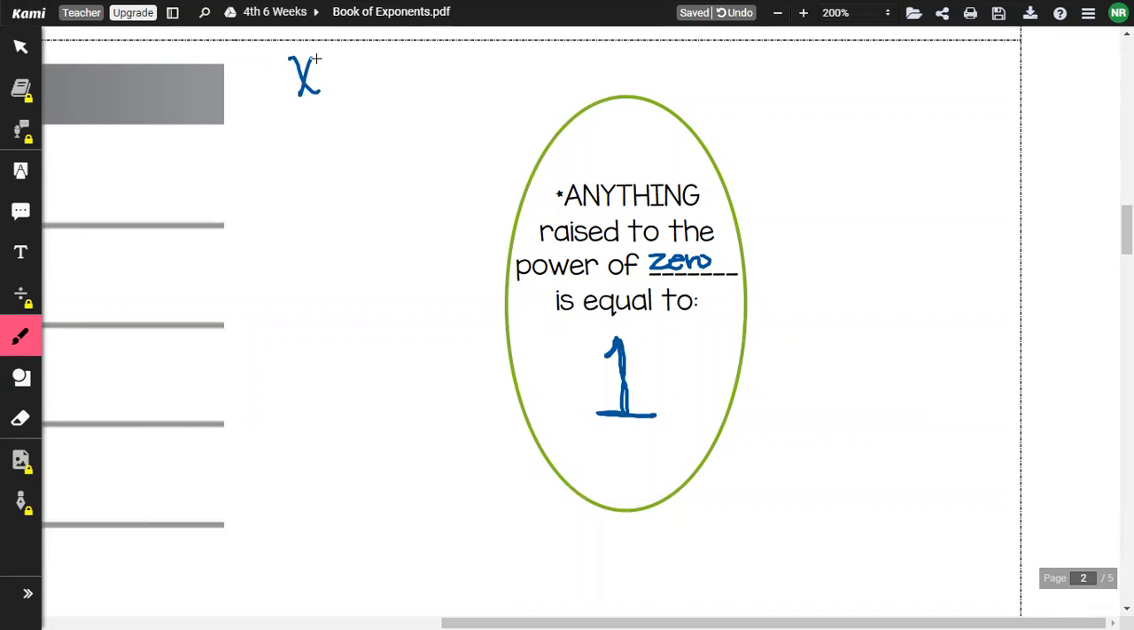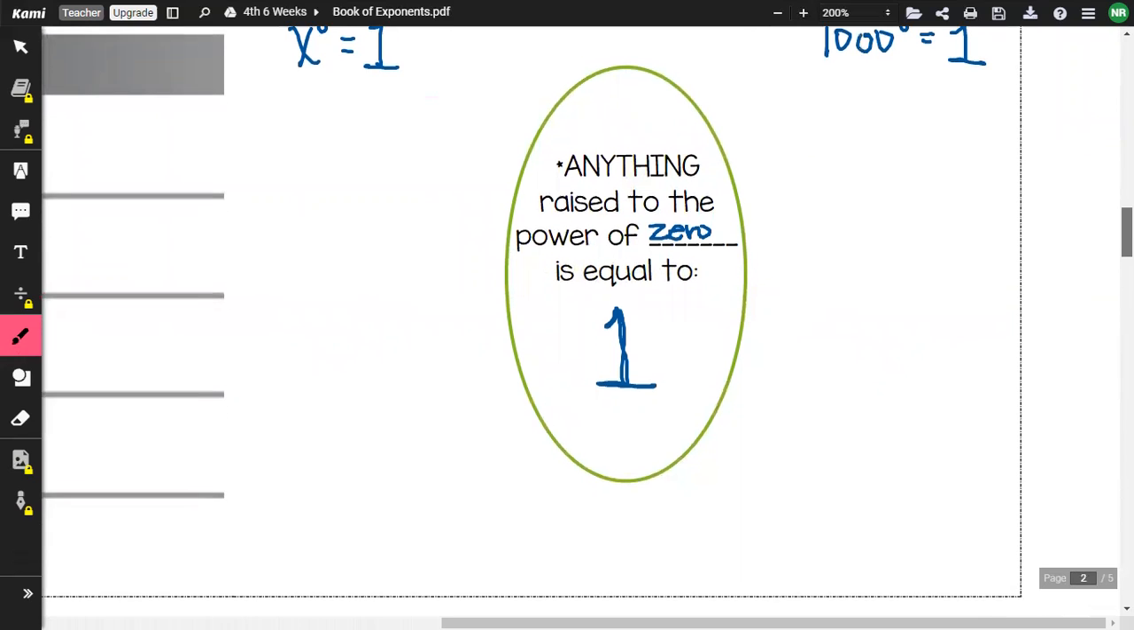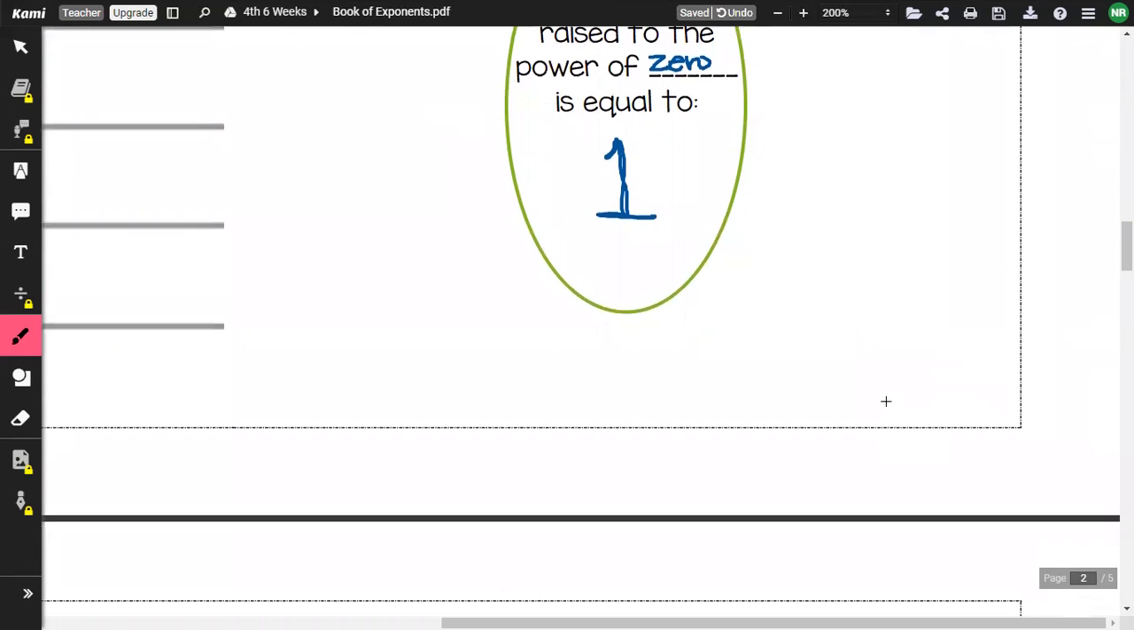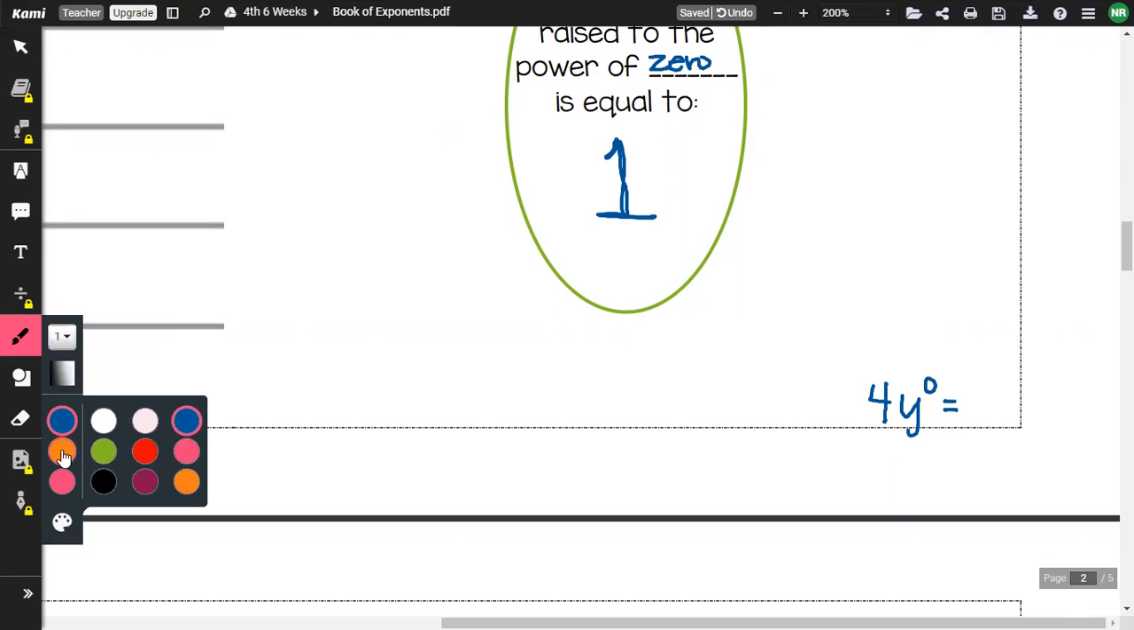What if it's x to the power of 0? What do you get? 1. What about a big number? 1,000 to the power of 0. Still a 1. I know, it does look like 1,000 degrees. All right. What about 4y to the power of 0? 4. So remember that that exponent of 0 only applies to what? It only applies to the y.